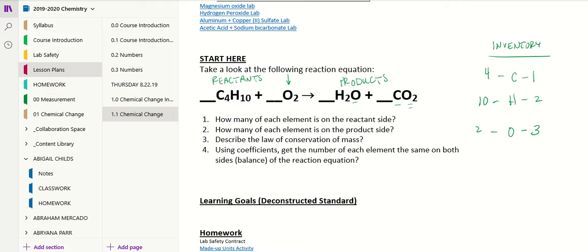I have 4 carbons on my reactant side. How many CO2s do I need to have 4 carbons on my product side? 4. So 4 CO2s. So this literally means I have CO2, CO2, CO2, CO2. 4 CO2s. That gives me 4 carbons on my product side. Now, what do we do next?